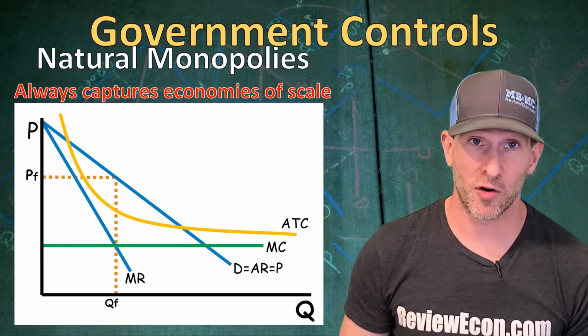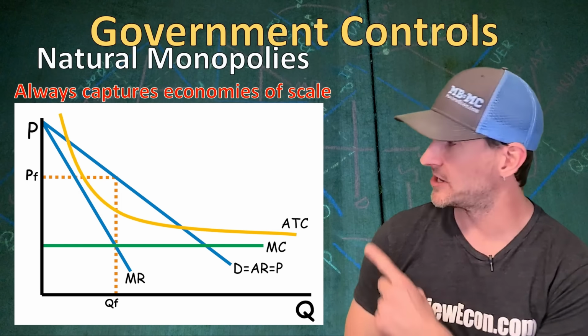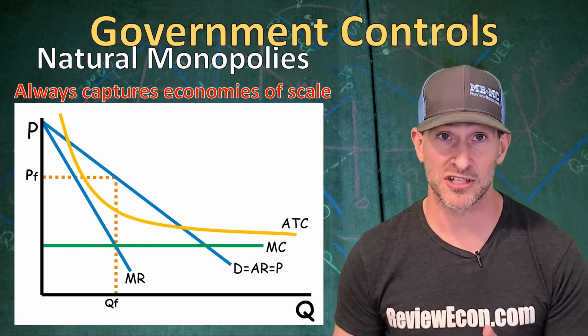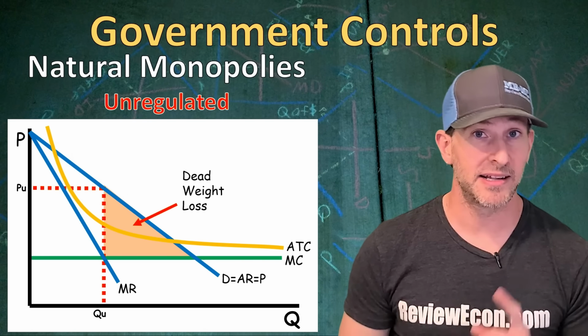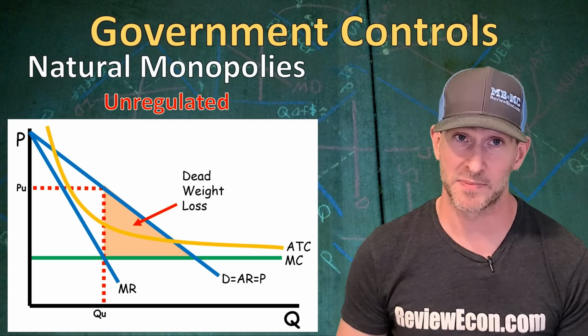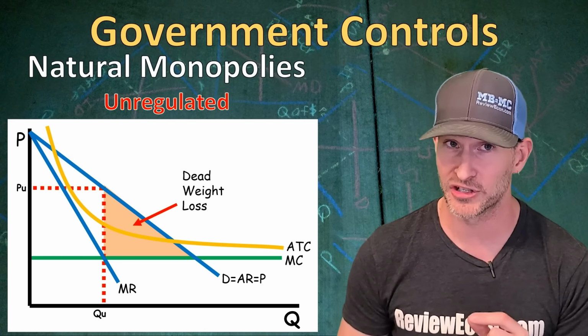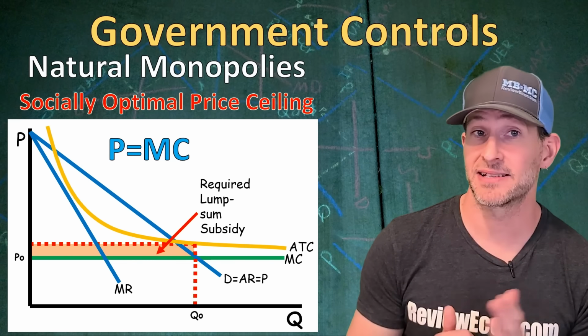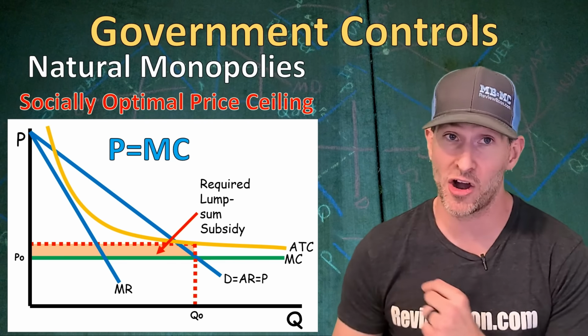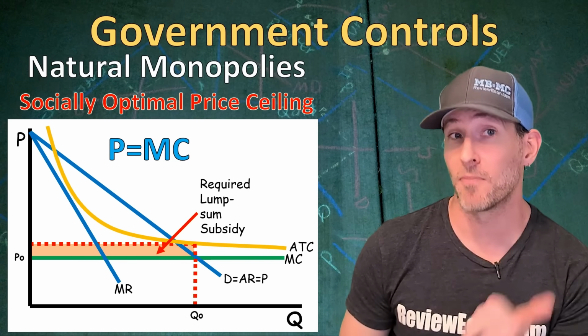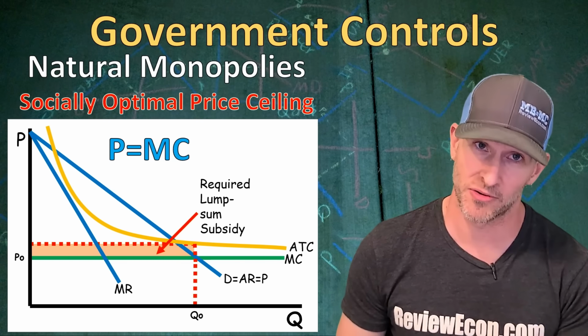A natural monopoly always captures economies of scale because their average total cost curve is downward sloping through all relevant quantities. And if a natural monopoly is unregulated, it is going to produce a lot of deadweight loss because it overprices and underproduces. Now, if the government wants to make this natural monopoly allocatively efficient, it could put a price ceiling at PO right there. That is where the marginal cost equals the price or the demand.